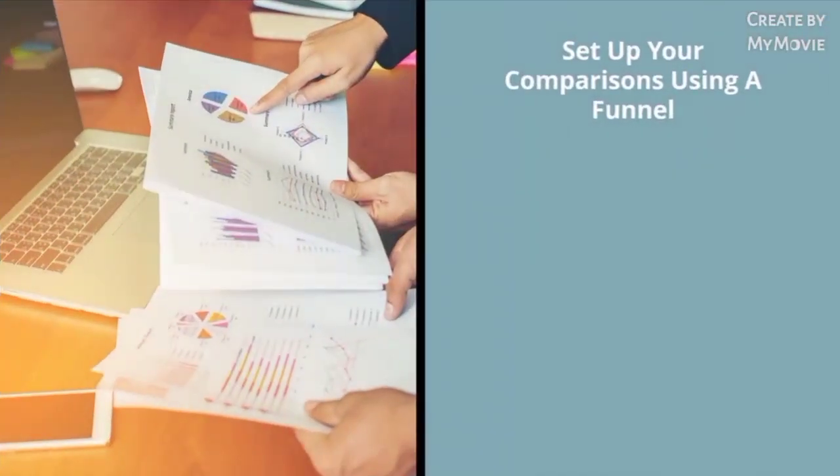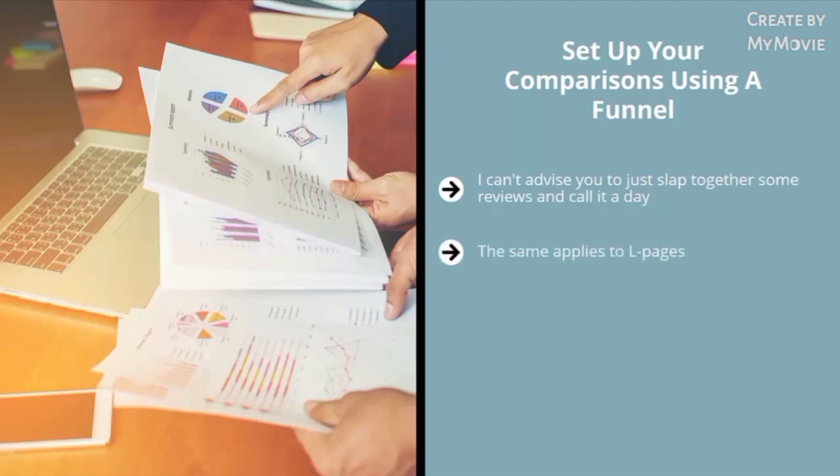Set up your comparisons using a funnel. I can't advise you to just slap together some reviews and call it a day. People who land on those reviews wouldn't know what to do with them. You haven't set them up properly. It's like trying to ask a girl to marry you the moment you just meet her. That doesn't make any sense. You have to set her up first, right? The same applies to L pages. You can't just go straight to a comparison. Remember, they're coming from K pages, which is basically establishing your credibility.